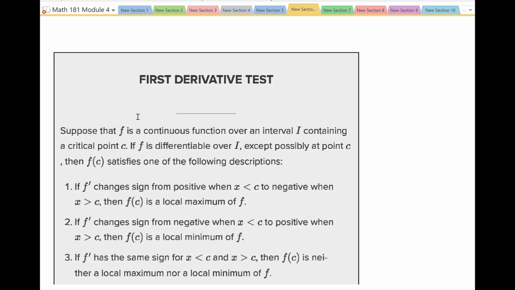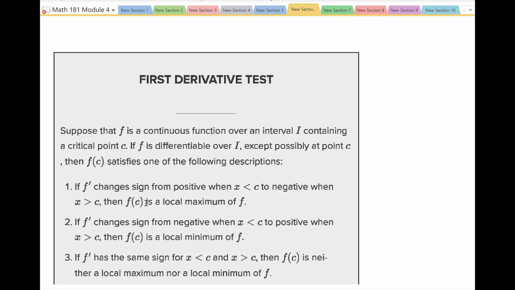So our first derivative test says, suppose that f is a continuous function over the interval I containing the critical point C. If f is differentiable over I, except possibly at point C, then f of C satisfies one of the following descriptions. If f prime changes sign from positive when x is less than C to negative when x is greater than C, then f of C is the local minimum.